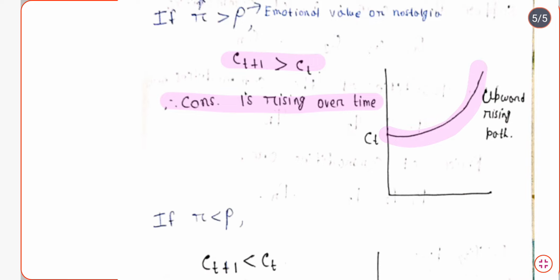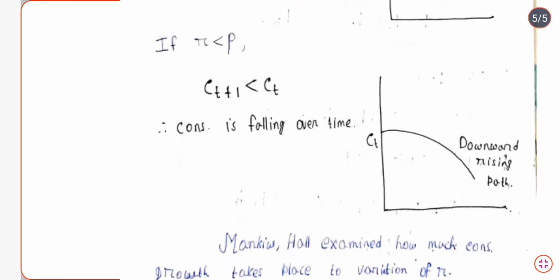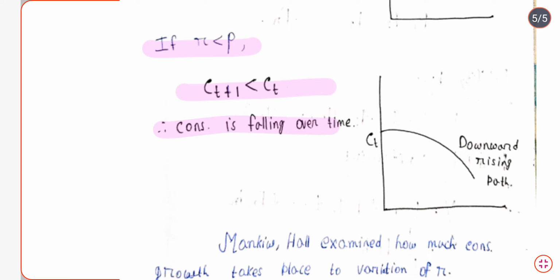Similarly, if the rate of interest is less than rho, that means the rate of interest is less than the subjective discount rate. What is rho? Rho is basically the subjective discount rate. So in this equation, we will get that the current consumption is greater, but the future consumption is lesser. That means future consumption will drop down with respect to time, and current consumption is actually greater. So consumption is falling over time here, and the graphical representation shows a downward path.